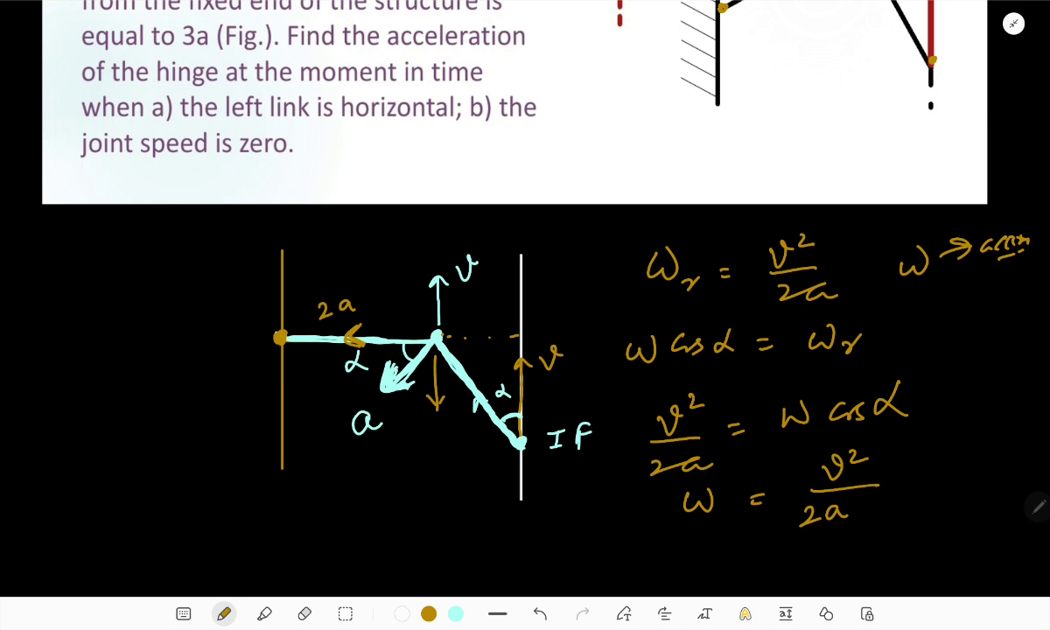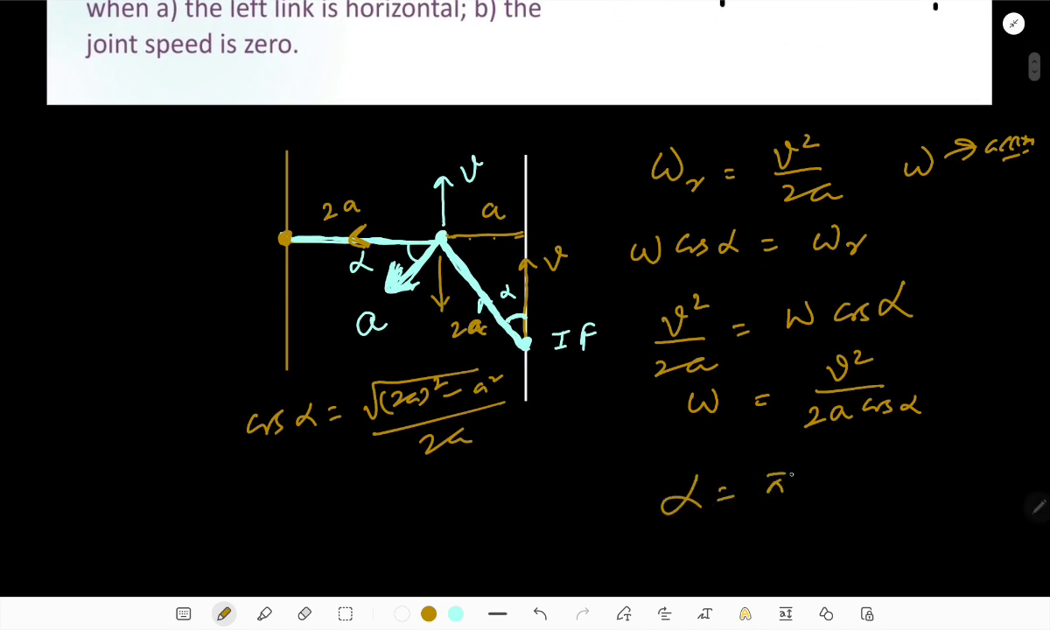So v square by 2a cos alpha, and who is going to get cos alpha for me? This length is A and this length is 2A. So cos alpha is equal to under root 2A whole square minus A square by 2A. This is root 3 by 2 cos alpha. Alpha is equal to pi by 6, and get your result. Finally, by putting all those things, you can get your result.